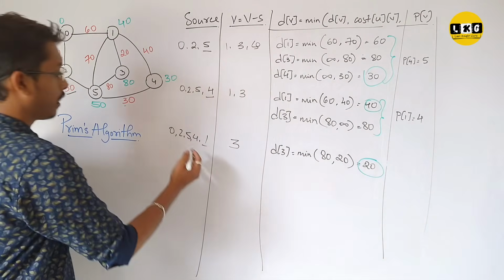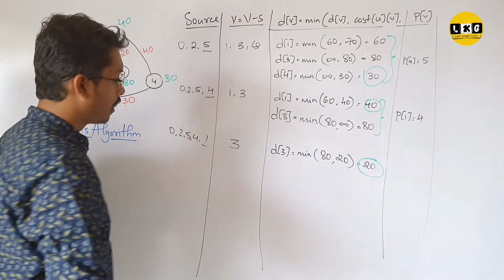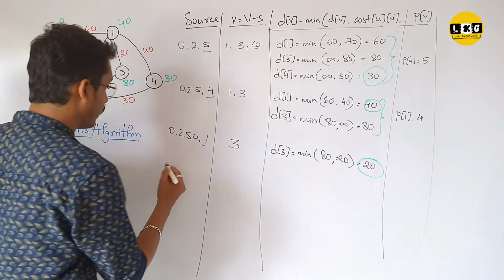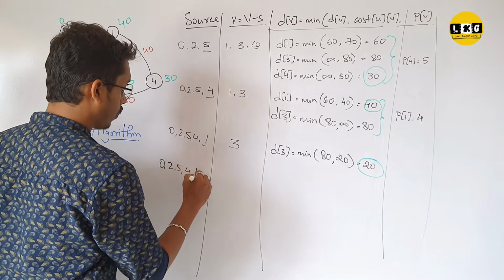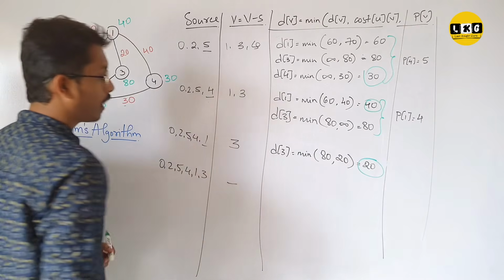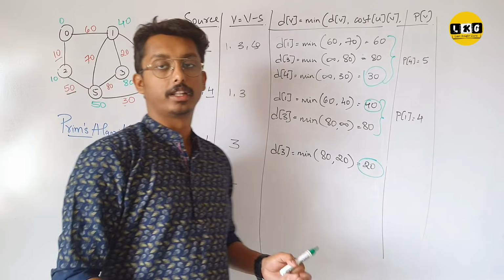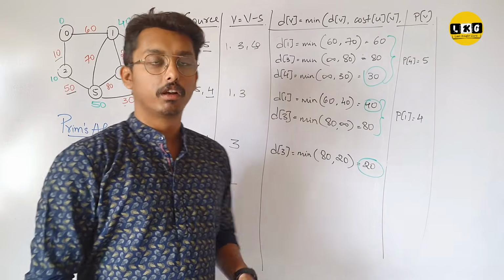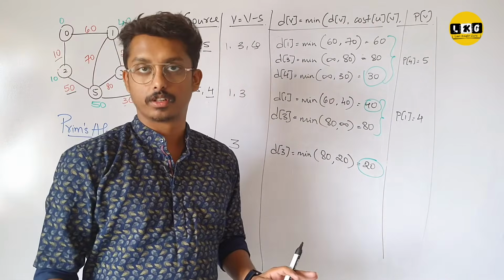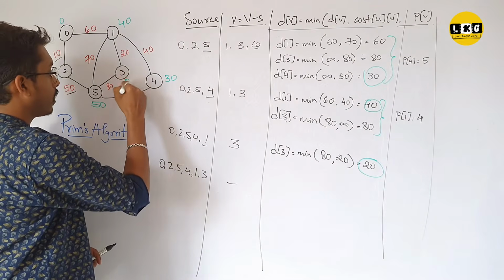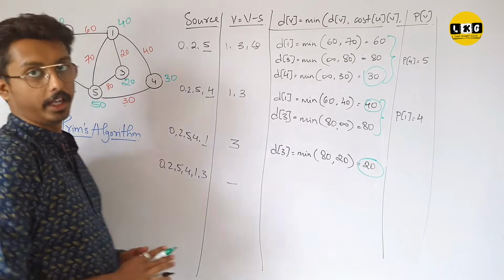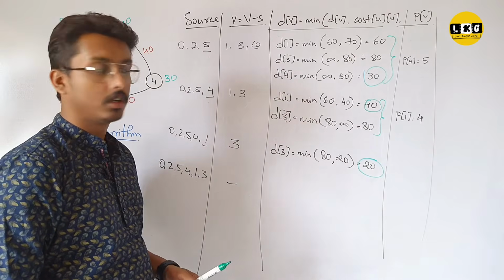Correct? So, which is that node? The node is node number 3. So, node number 3 will be my next source. 0, 2, 5, 4, 1, 3. And here there are no nodes to visit. That means that we need to end our iteration here itself. Alright. Now, from 80 you need to update this cost to 20.